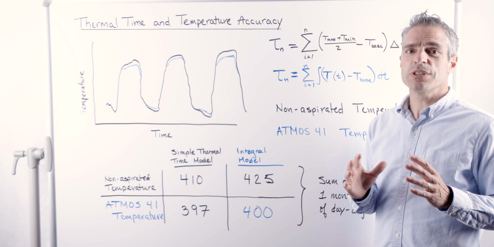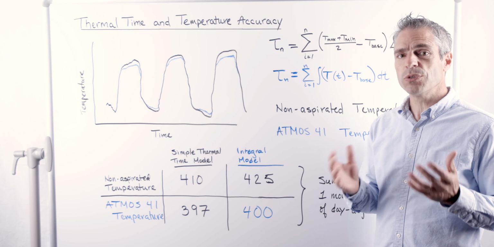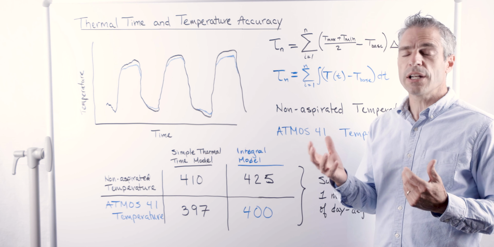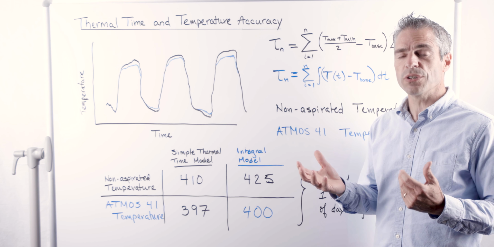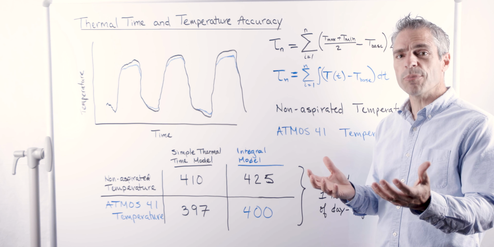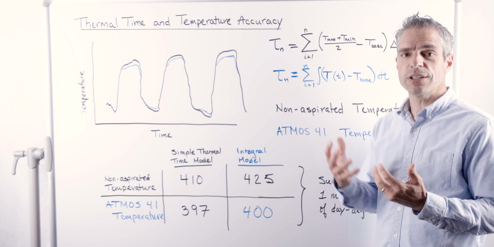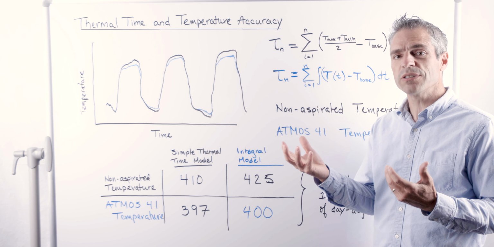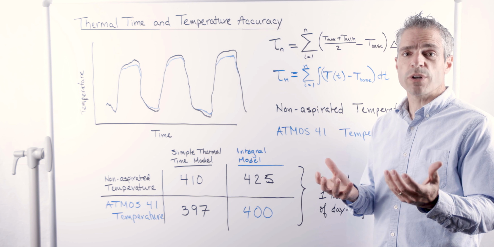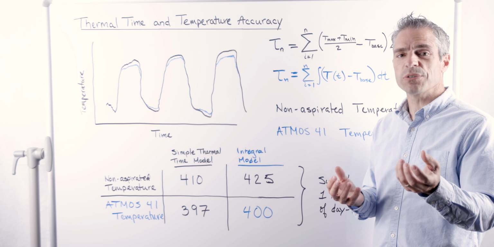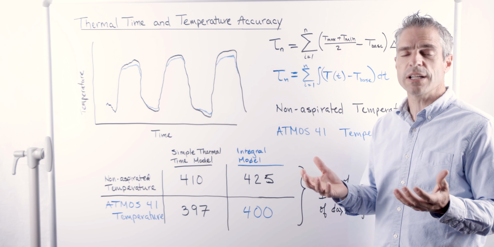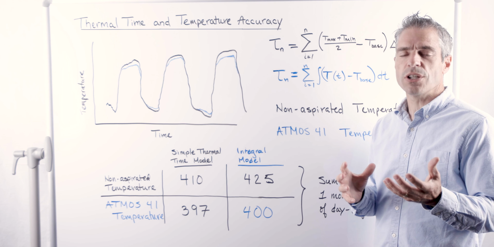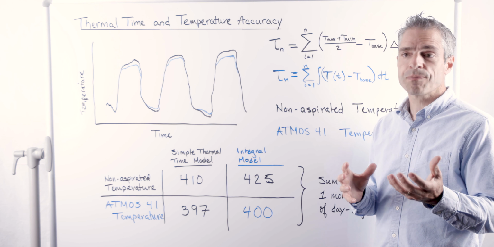Now, I was really interested in this concept recently because I'm doing some work in a potato crop, and I already knew that a non-aspirated temperature sensor versus an Atmos 41 temperature sensor would be different because the non-aspirated has an accuracy of about 3 degrees and the Atmos 41 has an accuracy of about plus or minus a half a degree. So I was assuming I'd see a difference. But what I wanted to know was, how would that affect the prediction of thermal time?